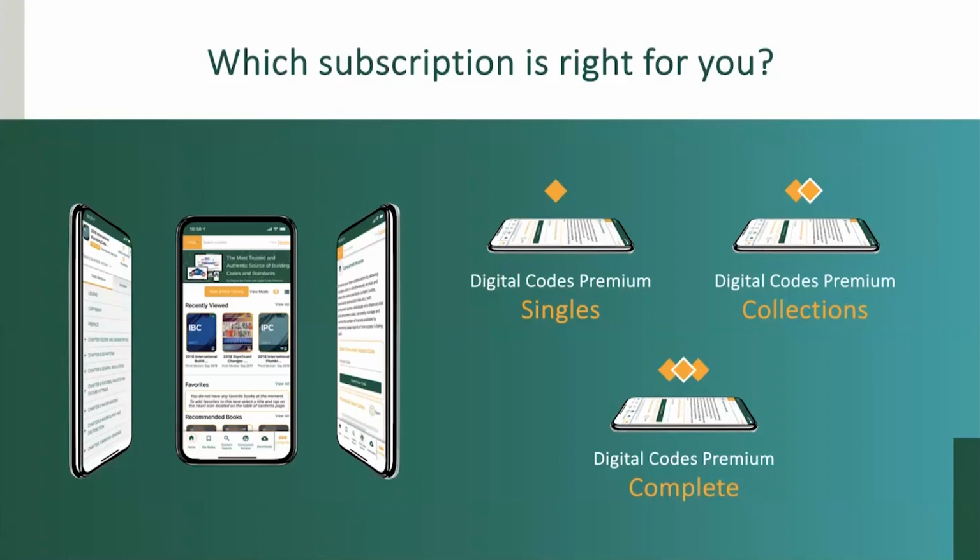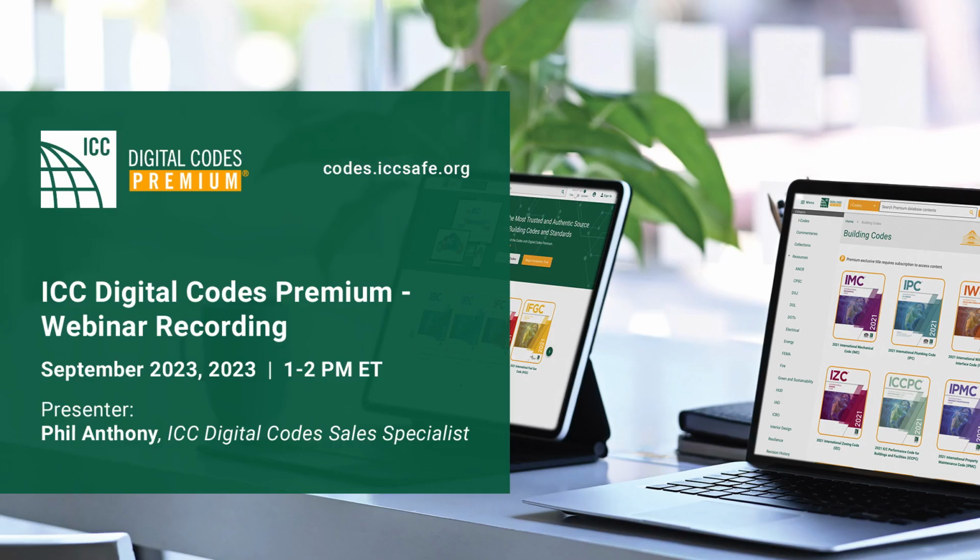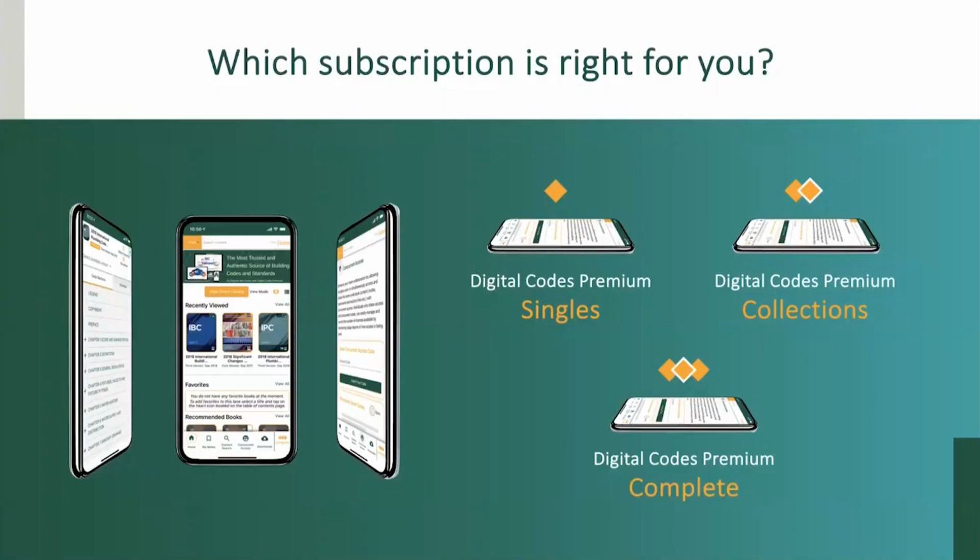Another example of titles that we have, and you may be familiar with depending on how your state amends the iCodes, are state amended code collections, for example, for Florida, New York, and California. So that would be considered a collection. We also have our commentaries to the iCodes, which is very popular. And that's an example of another collection as well.